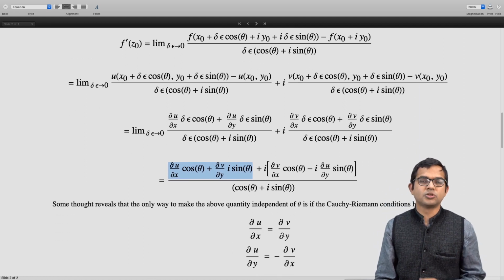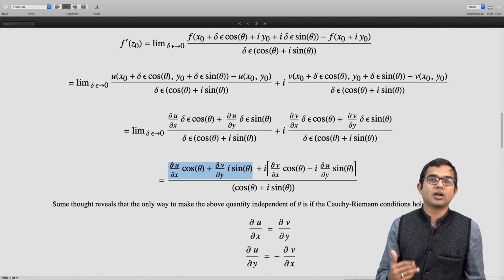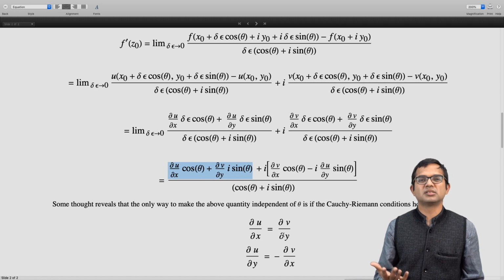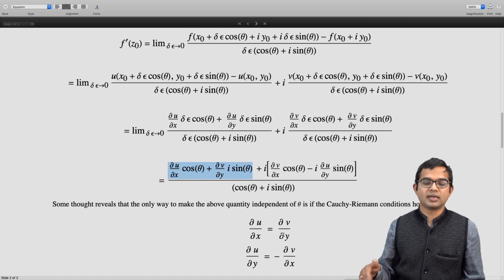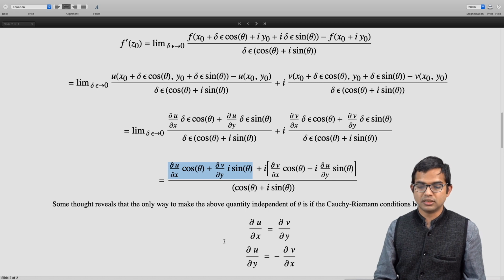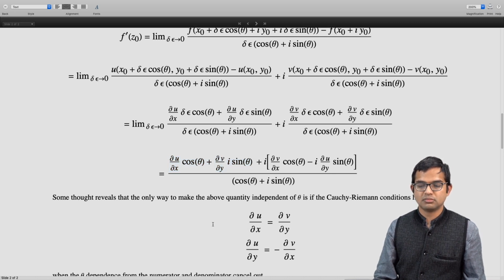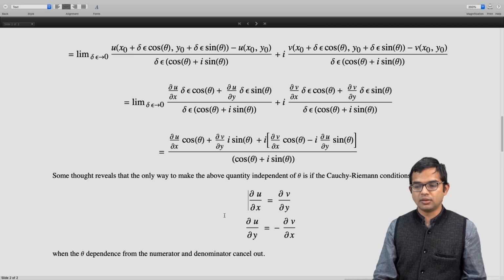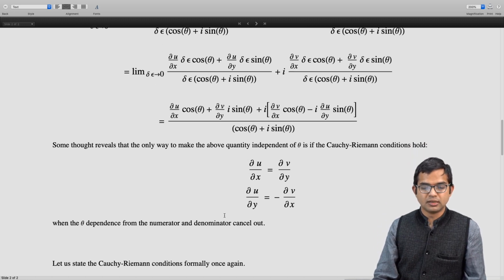So it is possible to argue in general for an arbitrary direction, but it's easiest if you're working along the x direction and the y direction. That gives you the Cauchy-Riemann conditions in the standard Cartesian form, right? So these are the Cauchy-Riemann conditions; let's look at some examples of how this plays out.